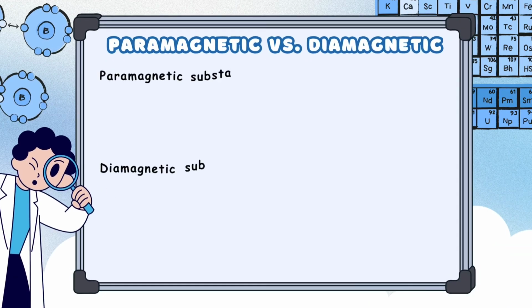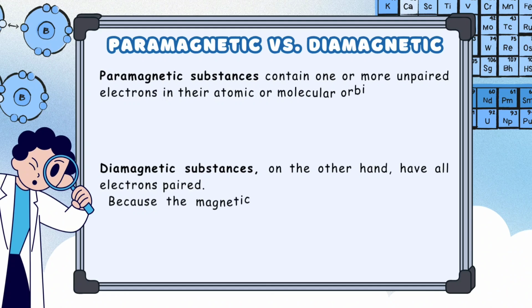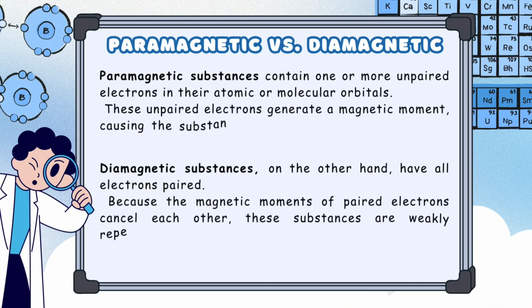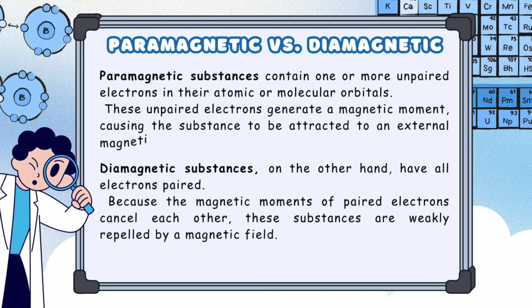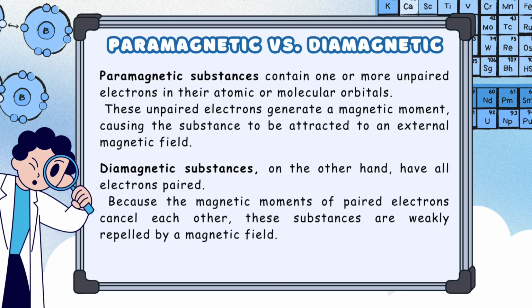Next are the paramagnetic and diamagnetic substances. Paramagnetic substances contain one or more unpaired electrons in their atomic or molecular orbitals. These unpaired electrons generate a magnetic moment, causing the substance to be attracted to an external magnetic field. Diamagnetic substances, on the other hand, have all electrons paired. Because the magnetic moments of paired electrons cancel each other, these substances are weakly repelled by a magnetic field.